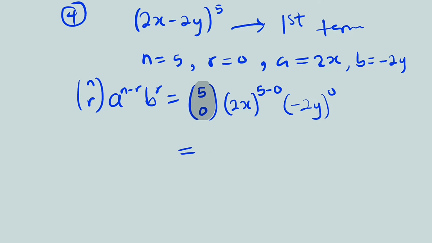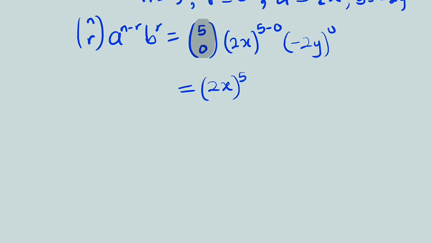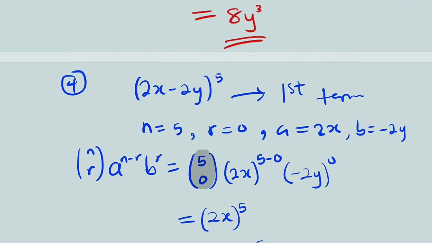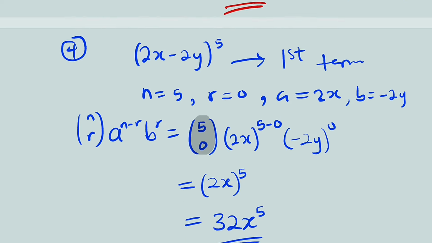So this is just equal to 2x to the power of 5 minus 0, which is 5. Then multiply by, okay, this is also equal to 1. So we don't have to multiply by anything because negative 2y to the power of 0 is equal to 1. So all we have is 2x to the power of 5. We have 2 to the power of 5, which is 32, and x to the power of 5 is x to the power of 5. So this is the first term in the expansion of 2x minus 2y to the power of 5.